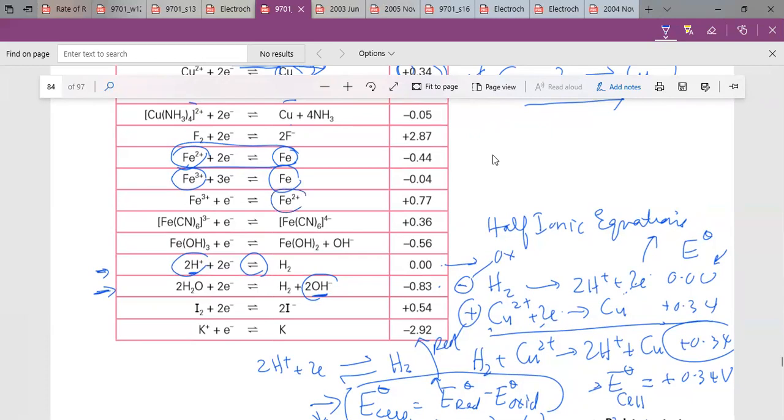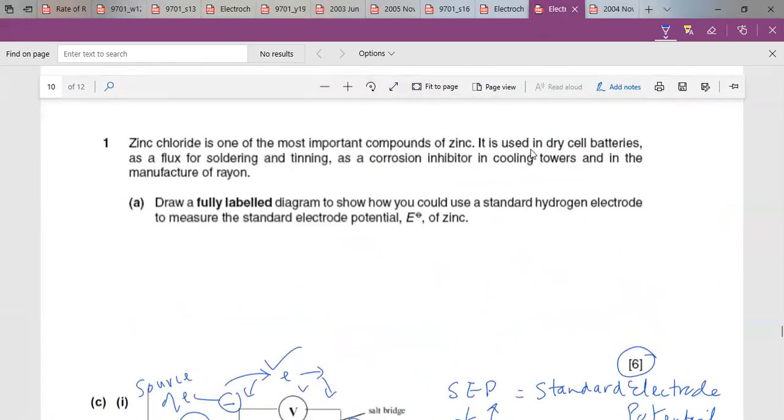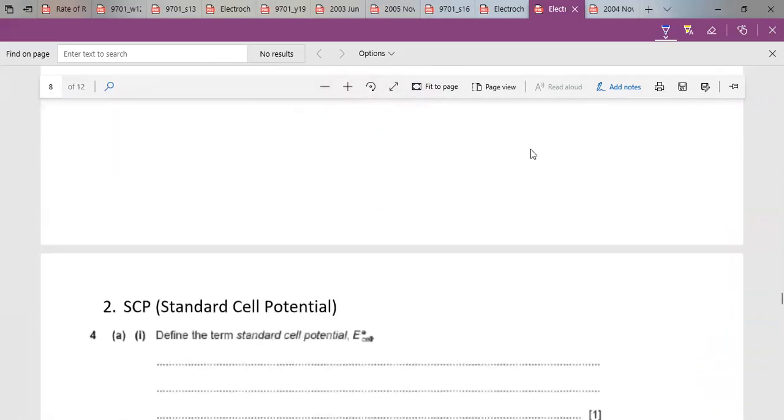Fe2 plus and Fe3 plus. Now these two I must have in the cell. So I need a platinum wire to conduct electricity. So how do we draw it? I think I told you yesterday. Now here is the typical one. I'll show you here.